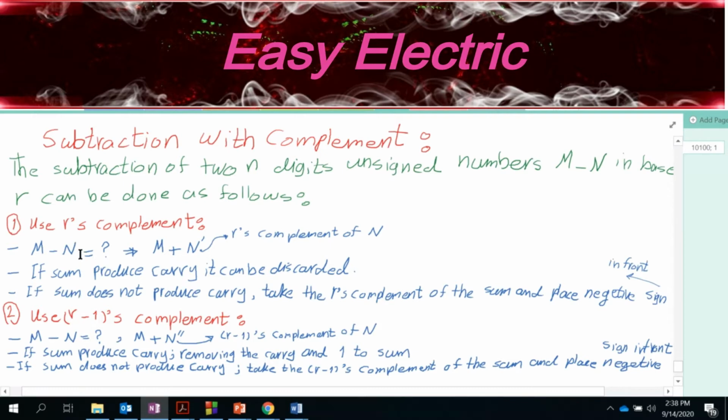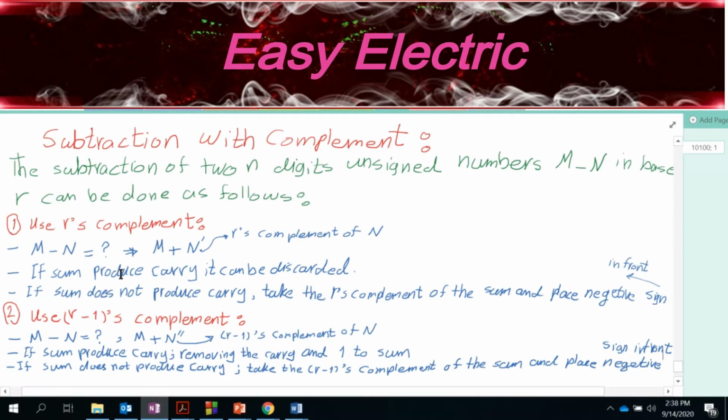So there are two methods for that. First, use the r's complement. The second one is r minus 1. If you want to use the r's complement, you need to follow these three steps. If you use r minus 1, use these three steps. If you use the r's complement, and you want m minus n, you need to calculate m plus n prime, where n prime is the r's complement of n.